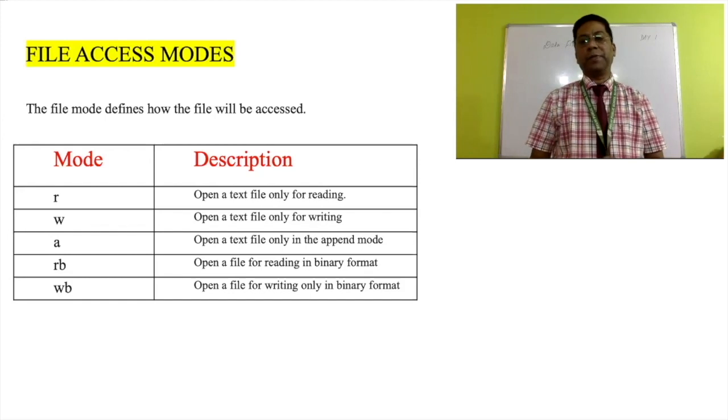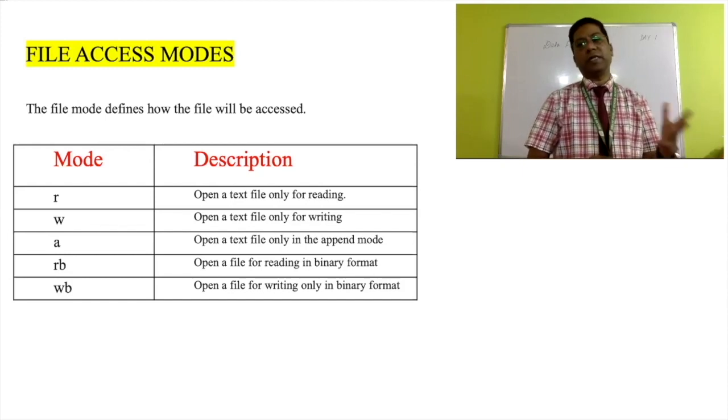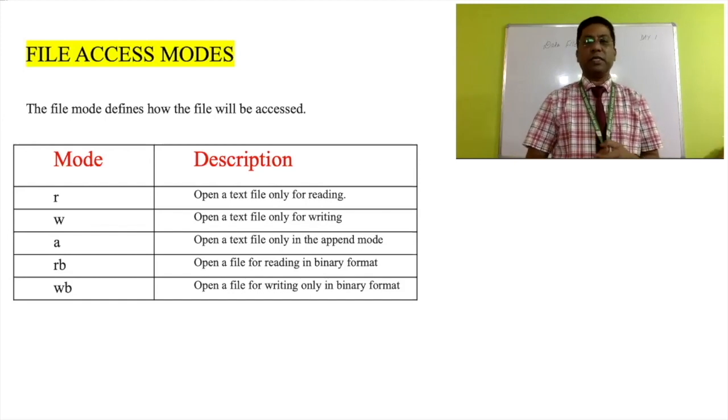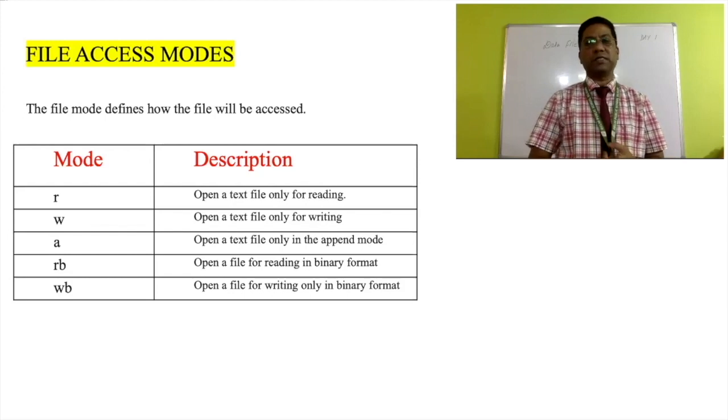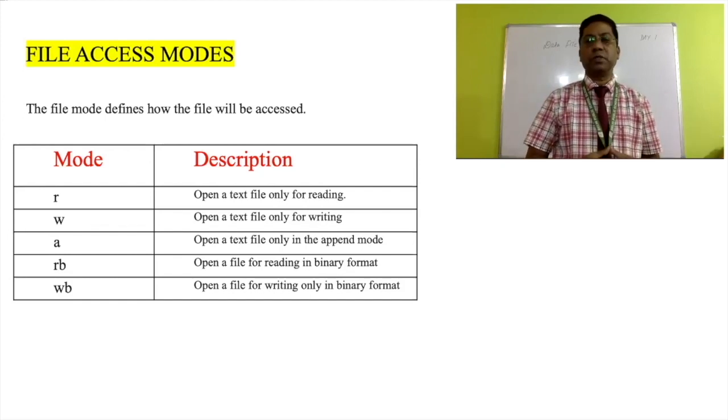Append mode means previously you have created a file and you have some contents. Now you want to add some more contents into the file, then you have to open it in append mode. Now I'll tell you the difference between the append mode and the write mode. Every time you open a file in the write mode, the previous contents get erased and only the new content will stay in the file. But if you open in the append mode, along with the previous content you can add more contents into the file. That means nothing will be erased.